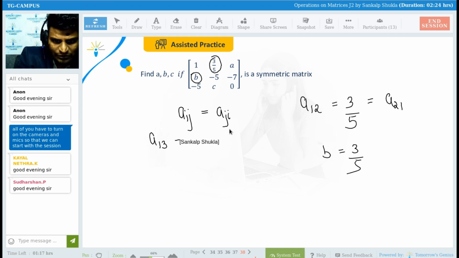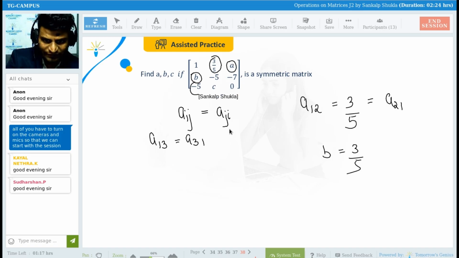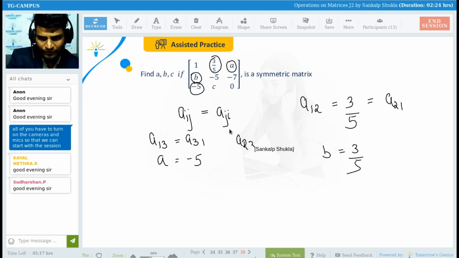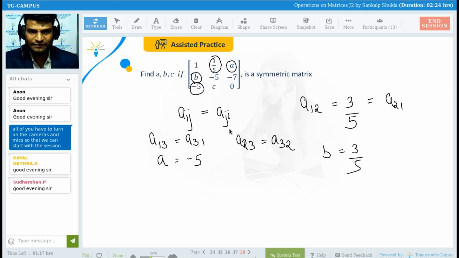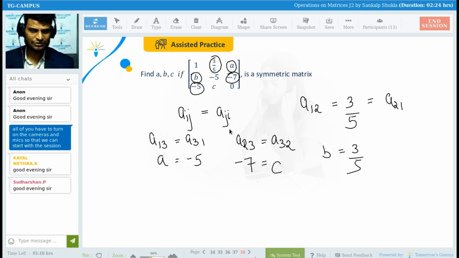Okay. Now A13 is equal to A31. This I already know, because it is mentioned in the question that this matrix is symmetric. What is A13? It is A. What is A31? It is minus 5. So A is equal to minus 5. Again, A23 will be equal to A32. A23 is, sorry, not minus 5, it is minus 7, and that is equal to A32. What is A32? Third row and second column, C. See, we have all the values A, B and C. Just by comparing the elements, we have got the answer. Very simple question.